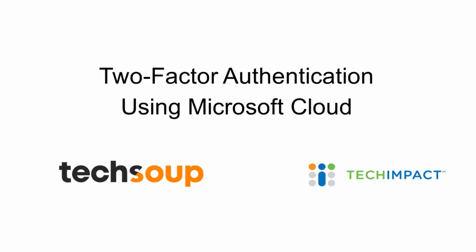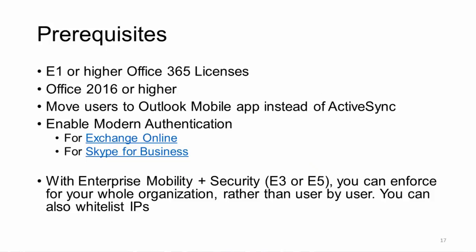Today I want to show you how to actually configure two-factor authentication using the Microsoft Cloud. Before you get started, you should take care of a few things. You're going to need at least E1 or higher Office 365 licenses. All of your devices are going to need to be running Office 2016 or later. You're also going to have to make sure that any of your users on mobile devices are using Outlook Mobile instead of ActiveSync. ActiveSync is an older technology that does not support two-factor authentication.